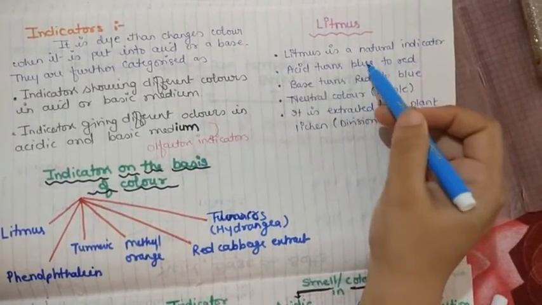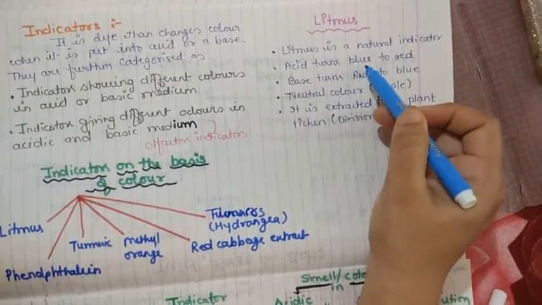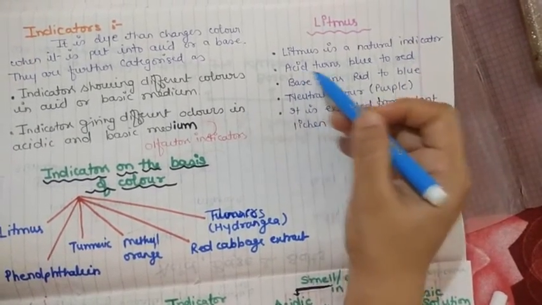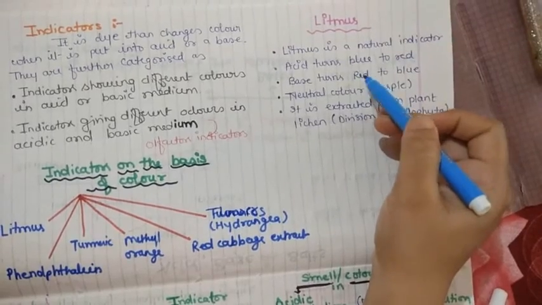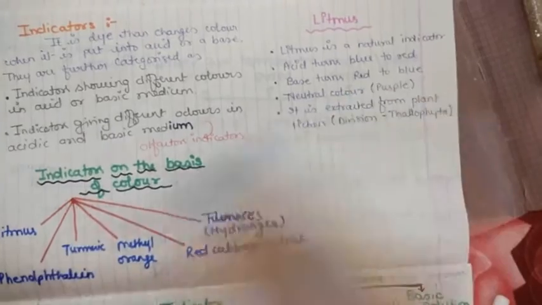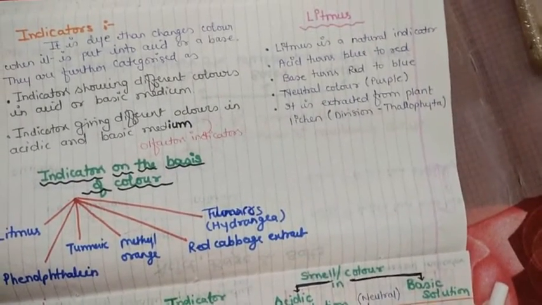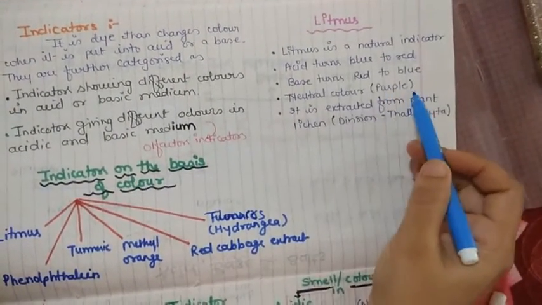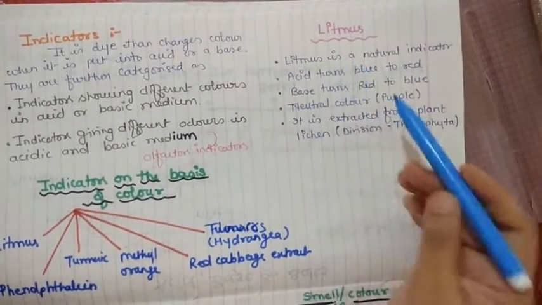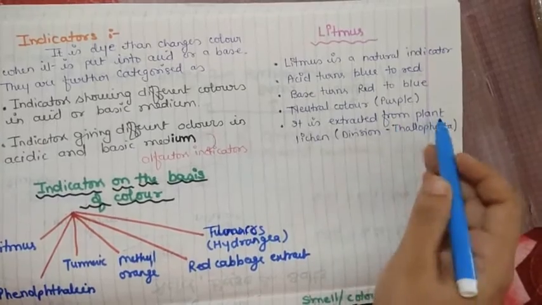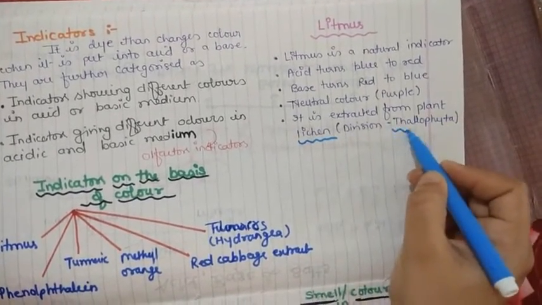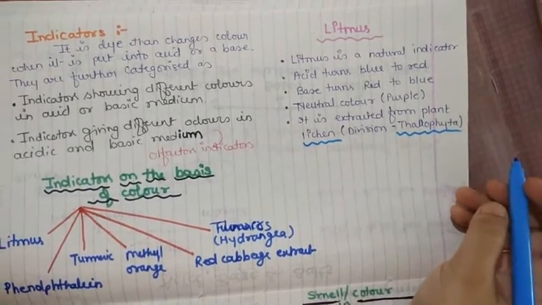These are the litmus papers. If blue litmus paper is used, it will be converted into red in the presence of acid, and red litmus paper will convert into blue in the presence of base. In a neutral solution, it will remain purple in color. Generally, this litmus paper or litmus solution is extracted from the plant lichen. It is a division of Thallophyta.